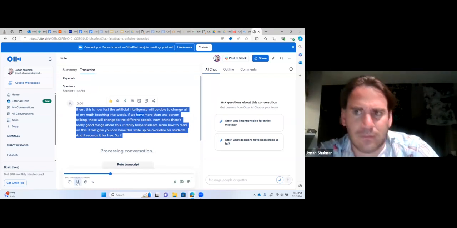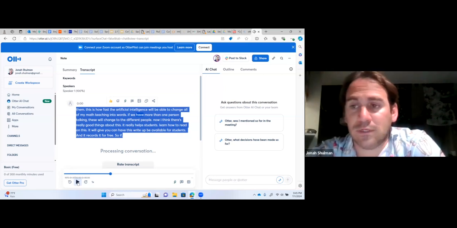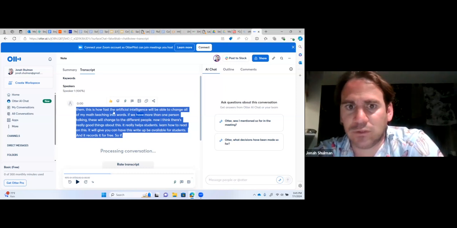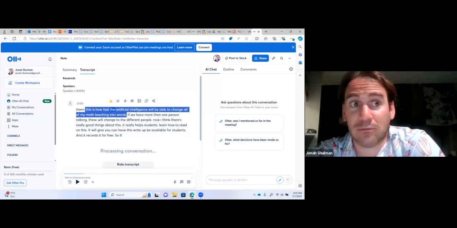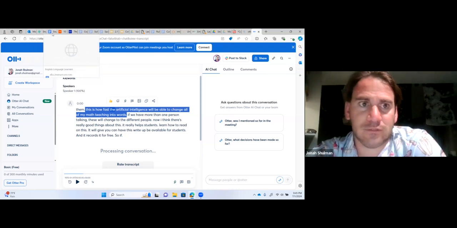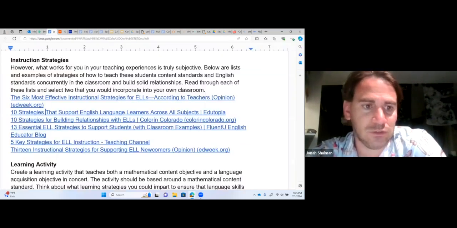This is how fast the artificial intelligence will be able to change all of my math teaching into words. Perfect. So isn't that quick? And it's free. You can buy a version of it, but I've always used the free version. I hope that was useful. If you've never seen it before, it's called Otter AI. I love it. I'm sure there'll be other ones that might be better, but that's really useful.